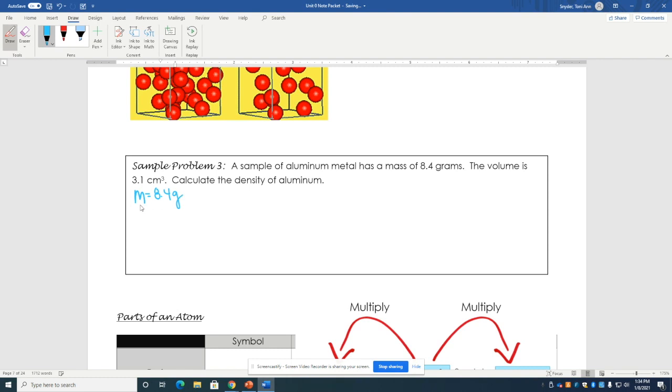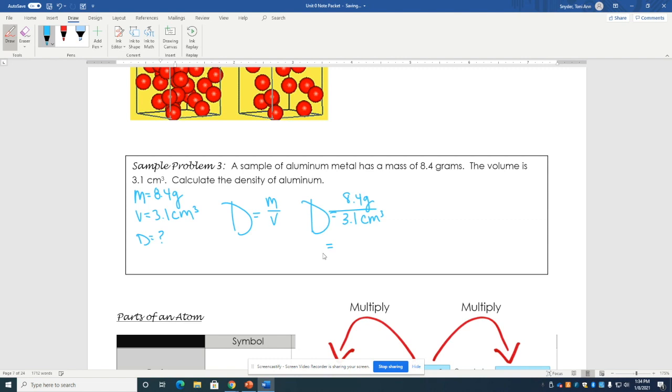The volume is 3.1 centimeter cubed. We want to know what's the density of aluminum. So this one's relatively easy. All you need to know is that density is equal to mass divided by volume. So let's just plug in the mass and the volume. Mass is 8.4 grams. Divide that by the volume, which is 3.1 centimeter cubed.